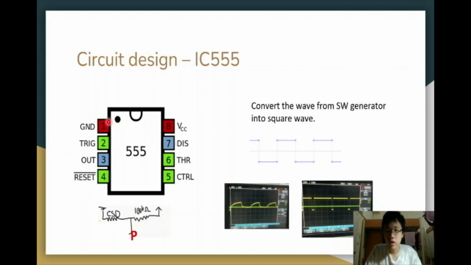Okay, let's look at the IC555. We wire the photoresistor to this IC, and with this IC we can transfer our standing wave into a square wave. When the IC receives a low voltage signal, it will transfer it into a high voltage signal, and otherwise it will transfer into a low voltage signal. You can see in these two pictures we shot in the laboratory, this is our standing wave, and we use this IC to transfer it into a square wave.